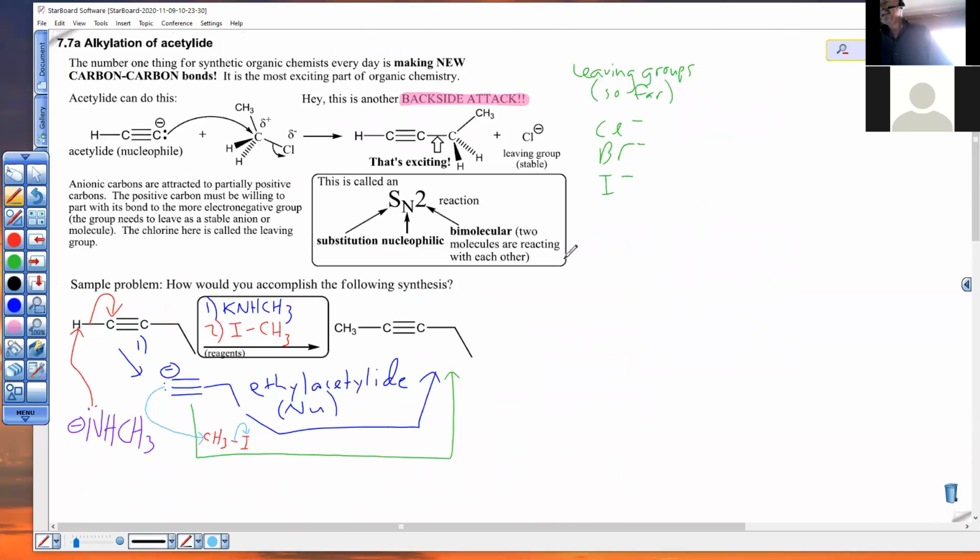We can alkylate acetylide. Does that name make sense now? Alkylation of acetylide. We put a new carbon group that's called an alkyl group. In this case, ethyl is an alkyl group. And we put it on acetylide. It's called alkylation.